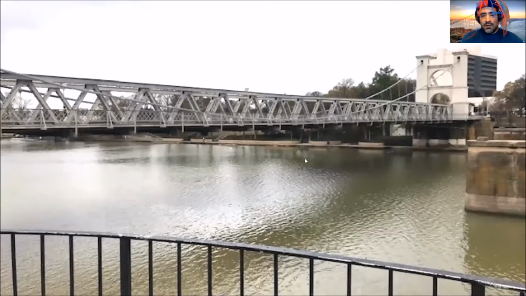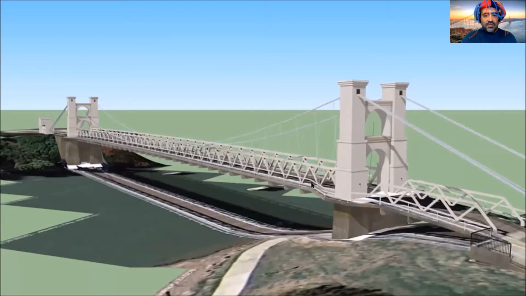So here is the suspension bridge. This is Waco's famous suspension bridge. Let me get a little closer. This is actually a 3D design that I found online of the company in Waco that actually built it, or someone actually made a model of it.